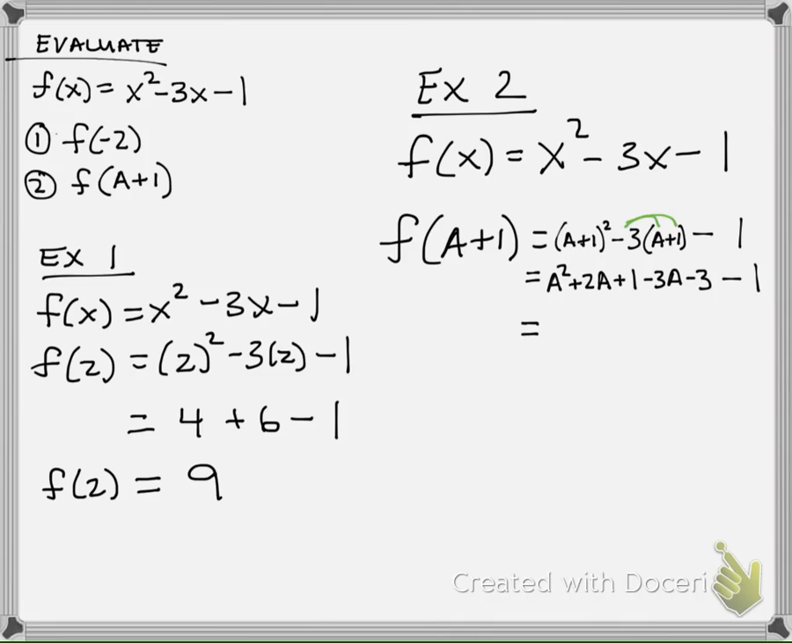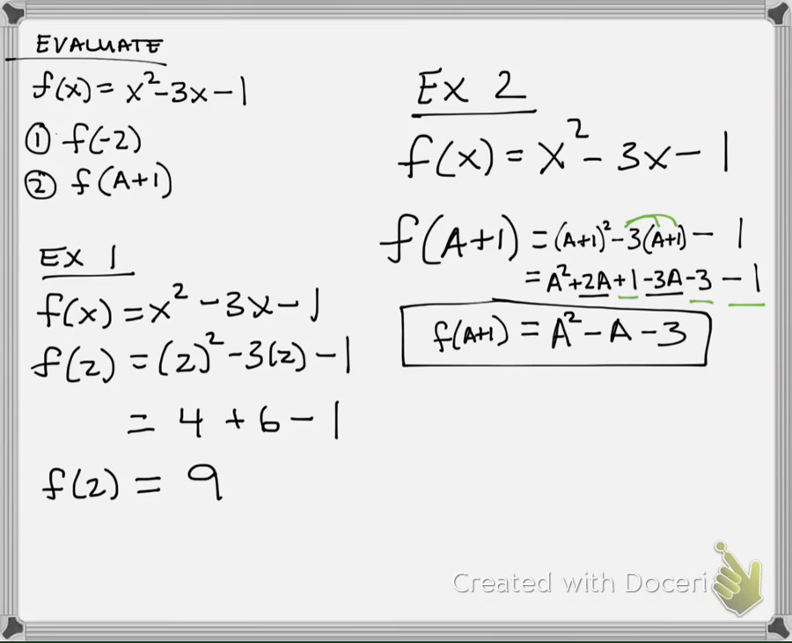Now what we want to do is add the like terms. So in adding the like terms, we're going to get an a squared. 2a minus 3a gives us a negative a. And then here we have a positive 1 minus 3 minus 1 will leave us with negative 3. So that's saying that f of a plus 1 is equal to a squared minus a minus 3. Okay? Thank you very much.